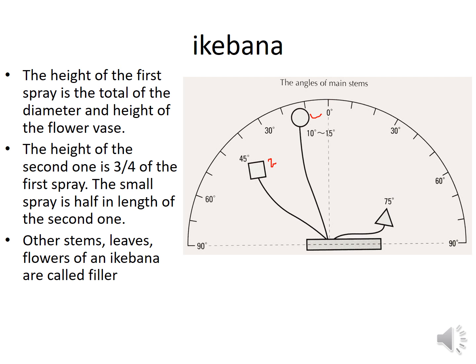Okay, and the small spray is half in length of the second one, and the third one is put here. Other stems, leaves, flowers of an ikebana are called filler, and so we have to structure it first by maintaining these heights, then we put other flowers and leaves to make an arrangement of flower decoration.